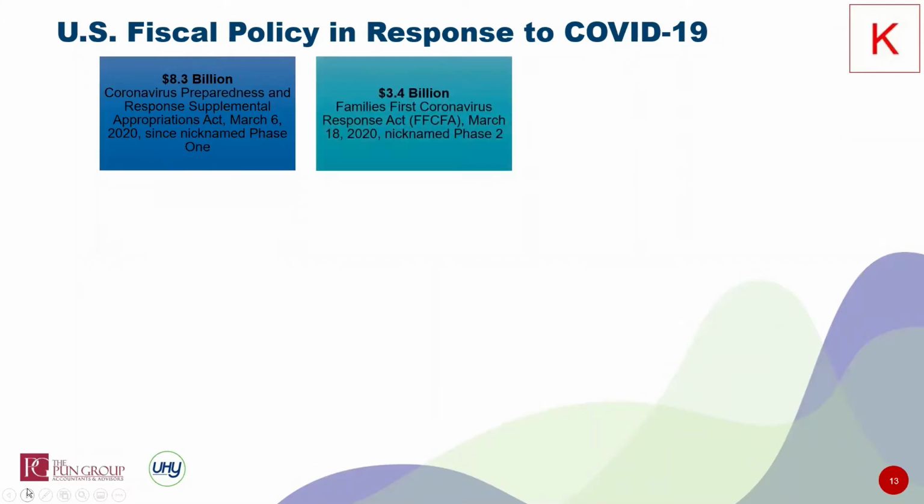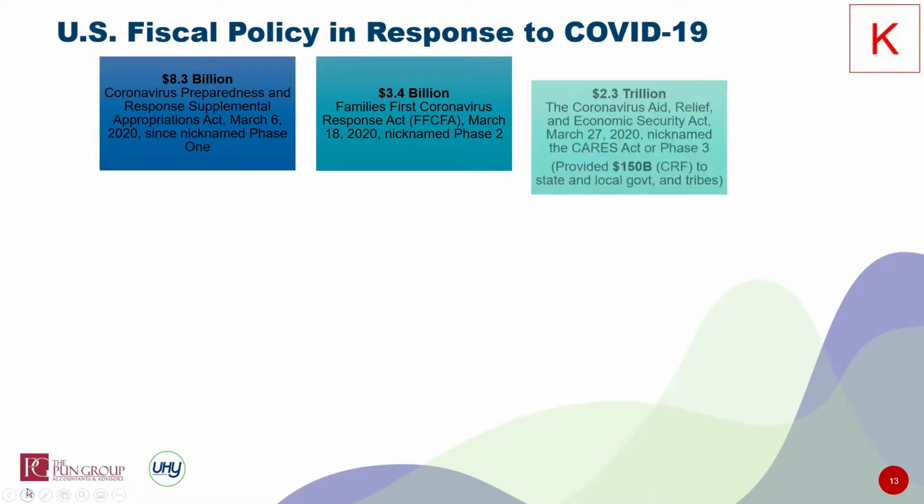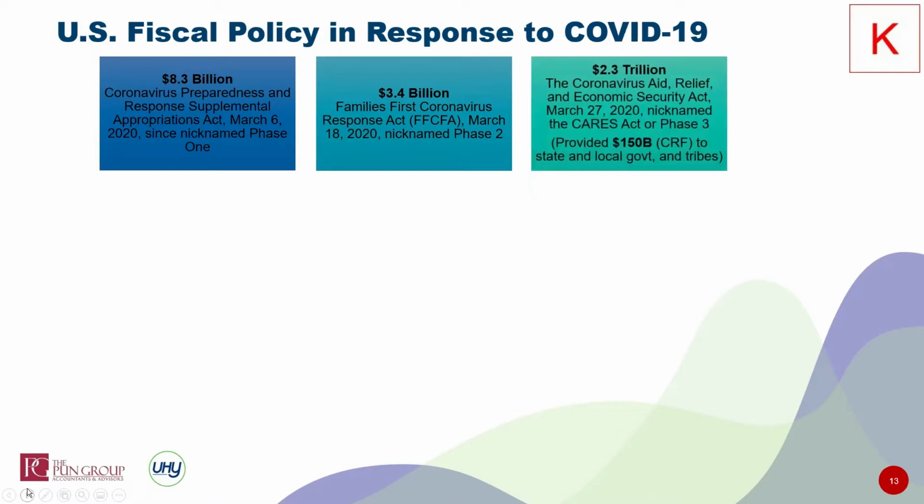So in March of 2020, at the start of coronavirus, we had 2 bills that were passed in that first month. Actually, we had 3. I'll throw them all up here. We had $8.3 billion for the Coronavirus Preparedness and Response Supplemental Appropriation Act. That was nicknamed Phase 1. It was designed to fund research for a vaccine, give money to state and local governments to fight the spread of the virus, and allocate money to help with efforts to stop the spread of the virus as well.